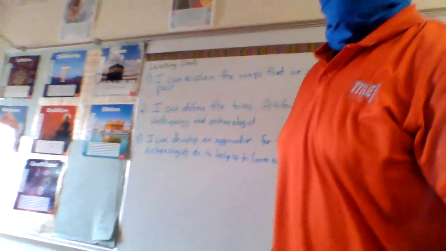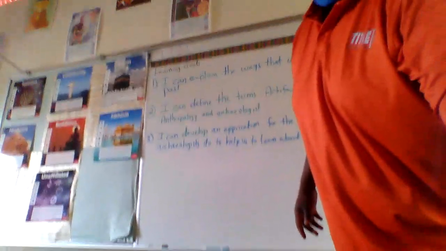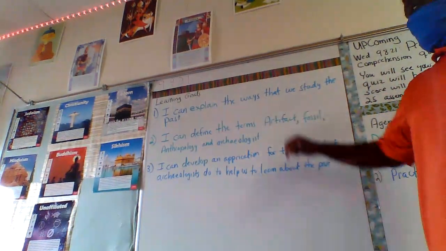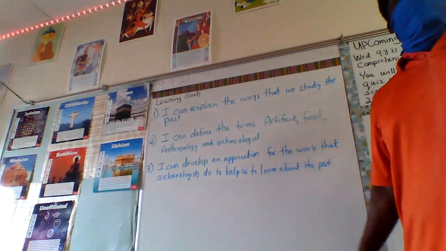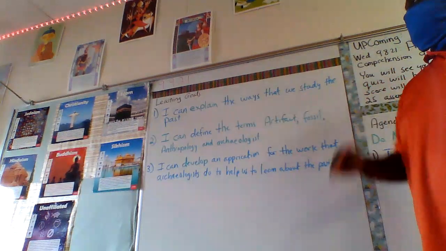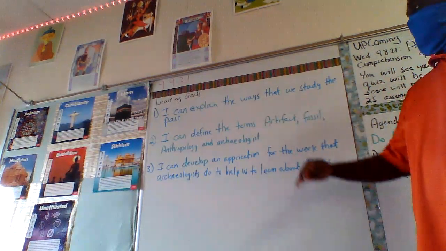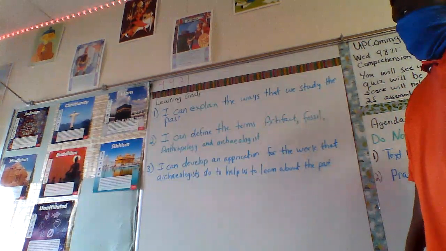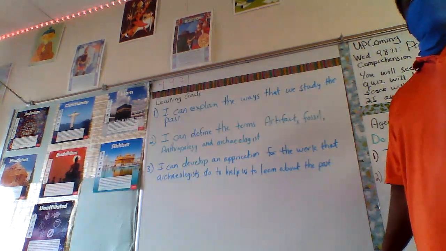So if you remember yesterday, towards the end of class, we did that read along with the book where it talked about these four vocabulary words and it had a little bit more information in it. So we're continuing with that learning goal. I can explain the ways that we study the past. I can define the terms artifact, fossil, anthropology, and archaeologist.